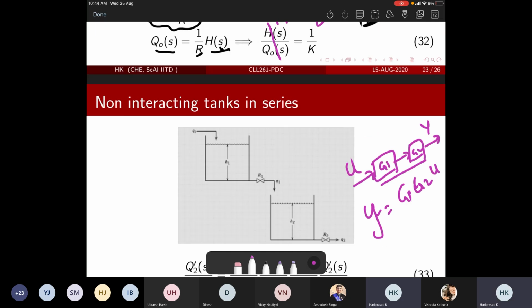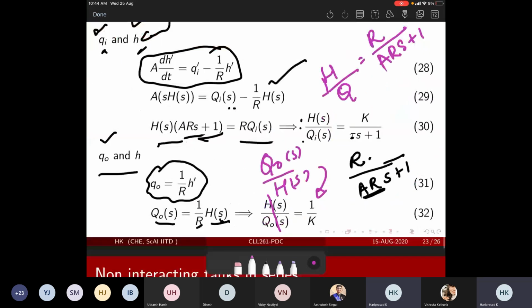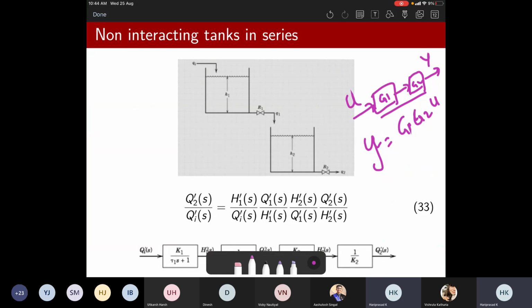So let's say instead of a single tank that we have done, we keep two tanks just to showcase this property. Now we need to develop the model between Q2 and Q1, which is the outlet flow rate of tank 2 with respect to the inlet flow rate of tank 1. We can use this property to derive the model. So for instance, Q2 by Q1, I'm going to simplify it.